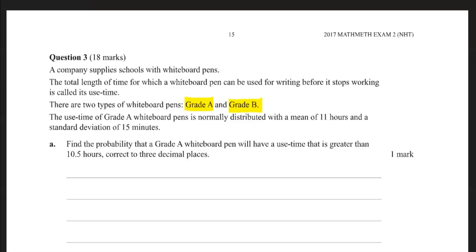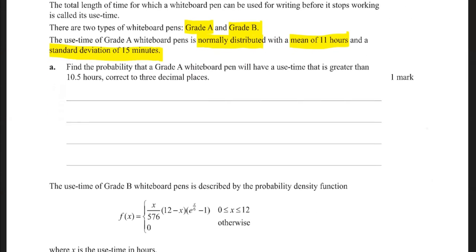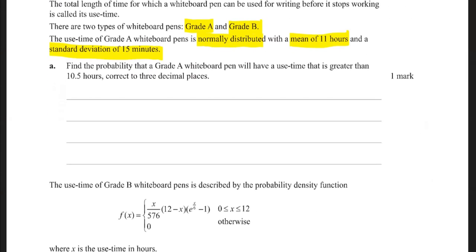...is normally distributed with a mean of 11 hours and standard deviation of 15 minutes. So the first thing you have to realize is that the mean is given in terms of hours and standard deviation in terms of 15 minutes. So, part A. We have to basically just find the probability of use time greater than 10.5 hours.